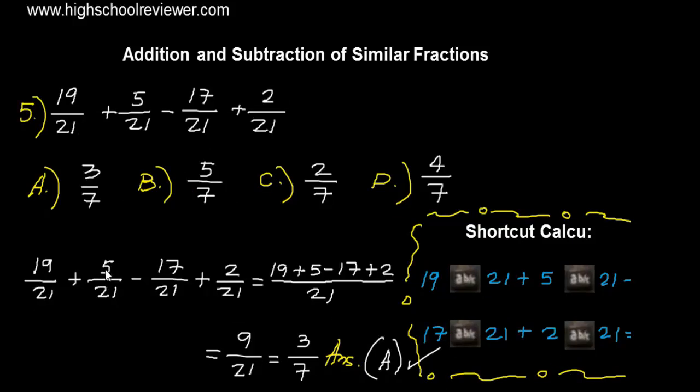And for our last number, this is the problem. These are the choices, and we have here the solution. The final answer is 3 over 7, or letter A. Again, this is the shortcut in using your calculator.